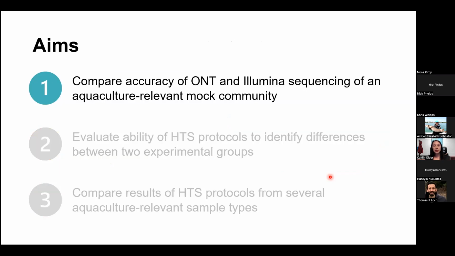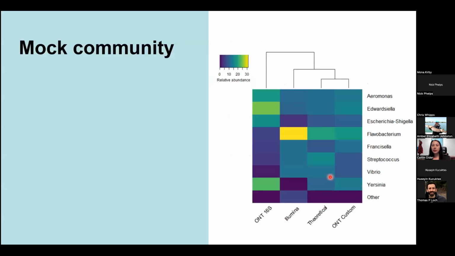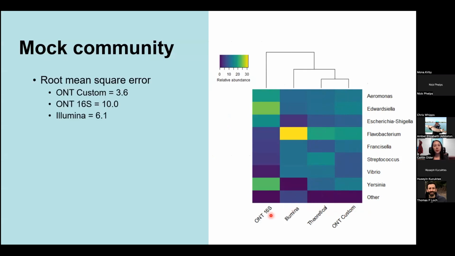So starting off with this first aim, here we're looking at the relative abundance of the genera in the mock community in a heat map. So here we have the theoretical relative abundance in our mock community, and then we can see that our ONT custom data was the most similar to our theoretical, followed by the Illumina and the ONT16S. And this was also supported by the root mean square error values, where ONT custom had the lowest value.